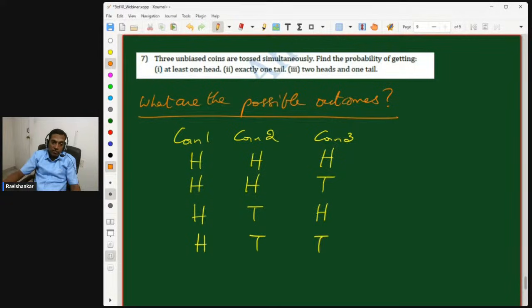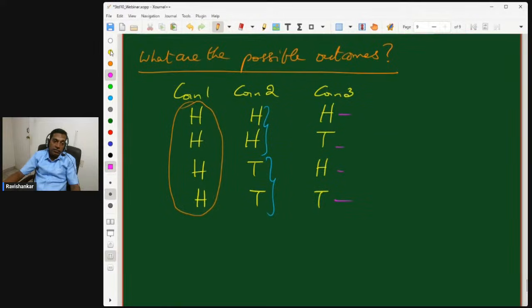So you see, first I looked at coin 1, all heads. Then coin 2, heads, then tails. And coin 3, heads, tails, keeps changing. Now, for coin 1, we'll put all tails. But for coin 2, we will start with heads and then end with tails. Here we will change heads, tails. So you see there are 8 possible outcomes.